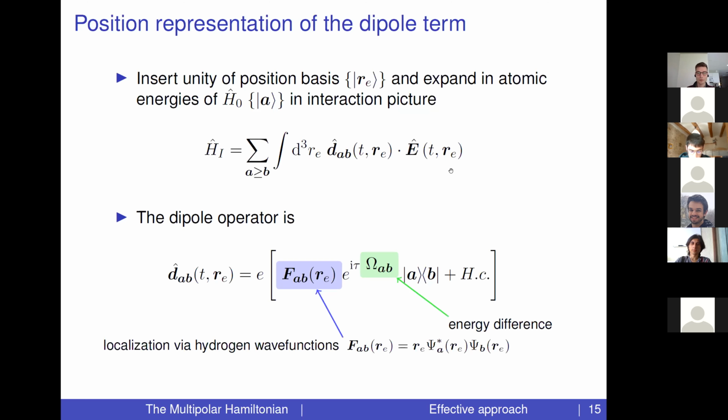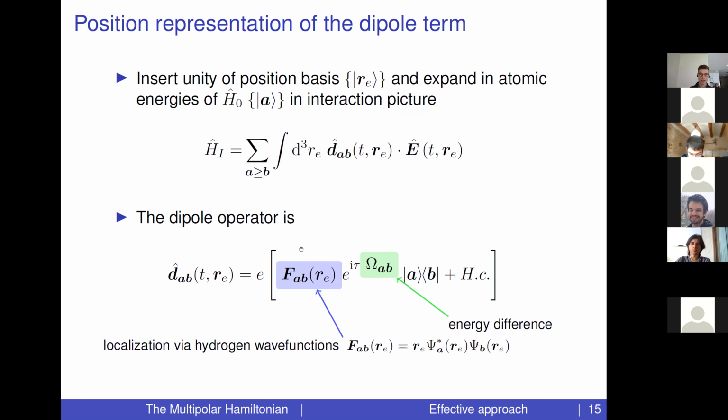And if we want to work now again with the first term, where the electric field is evaluated at the electronic position, let's go now to the position representation explicitly. So we insert unity in the position basis associated with the R cats, and we expand also in the atomic energies of the free Hamiltonian of the atom, and find then in the interaction picture that we can define the dipole operator.